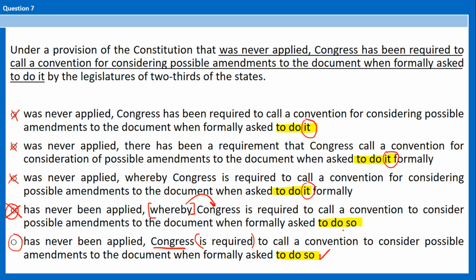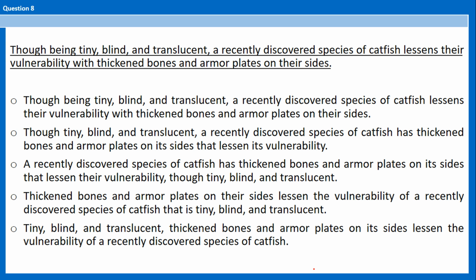We used to do so, okay? We used to do so to replace verbs or an action. And we use it to replace a singular noun. Keep that in mind. Number 8.